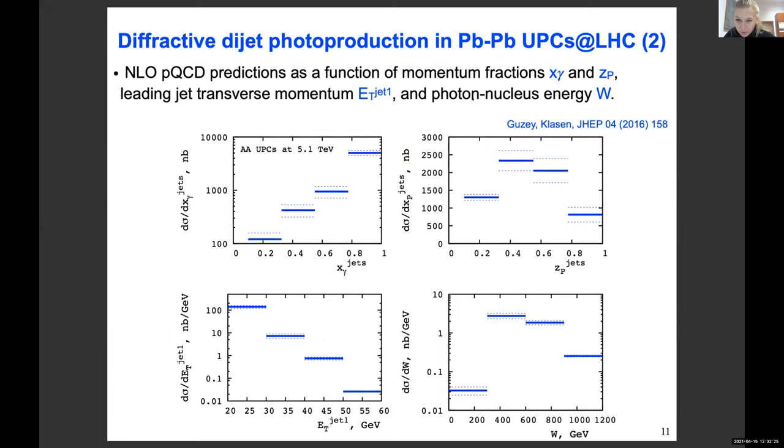There are the predictions for the future, yes? Yes, this is for diffractive dijet photoproduction in lead UPCs in Run 2. But why do we see three lines for each point? The central one is the central prediction, and the dotted lines quantify the scale uncertainty, as usually done in these NLO calculations. You vary the hard scale of the process. Usually the hard scale is identified with the transverse momentum of the leading jet, but to assess the scale uncertainty, that is the NLO effects, one takes twice the hard scale or 0.5 the hard scale. And this shows the scale uncertainty, and this is quantified by these dotted lines here.